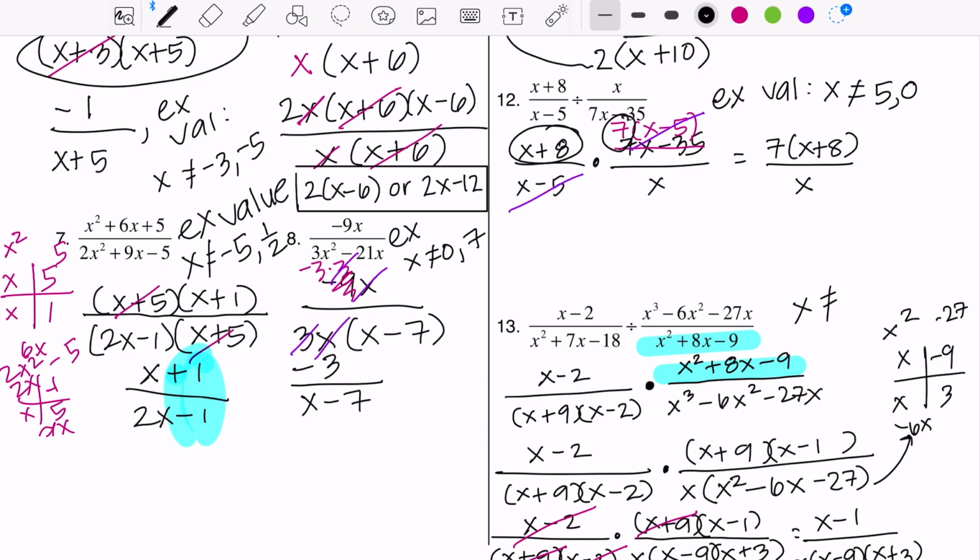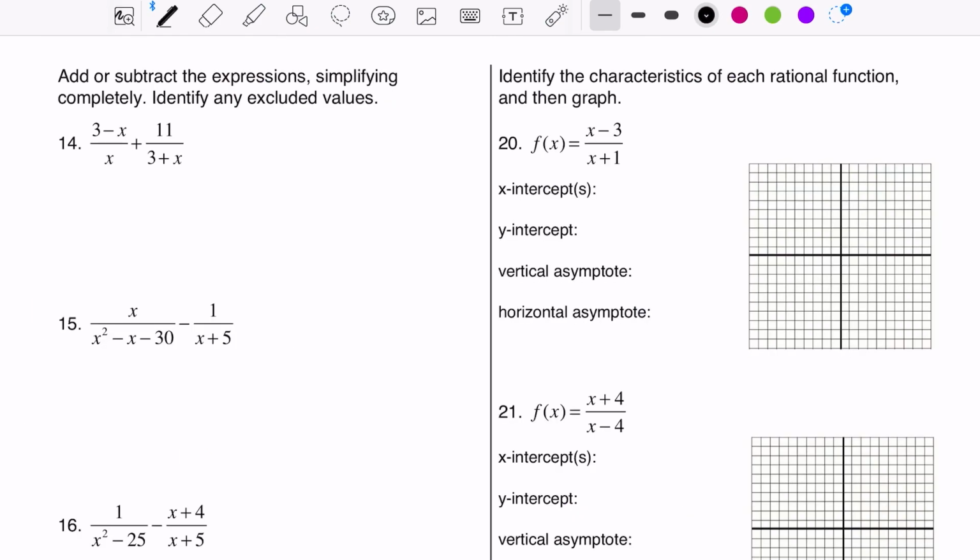So looking at that keep change flip, we need to include those ones right there. So that's negative 9 and 1. And then we also need to keep anything down here that we haven't already excluded. So we already did negative 9, but then there's a 2, a 0, a 9, and a negative 3. That's a lot.